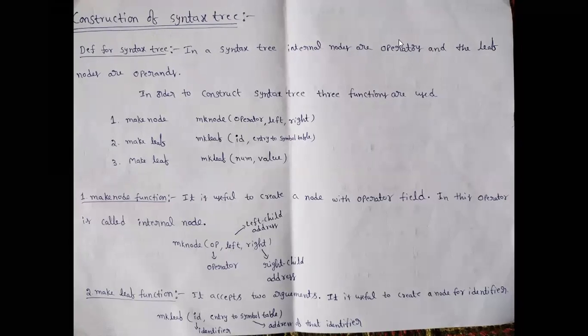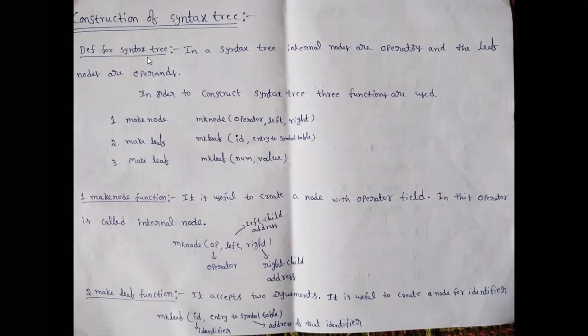Operators we take as internal nodes. Internal nodes means the nodes including the root node, the remaining nodes. A node that has children is called an internal node. A node from which there are no children is called a leaf node. Right. So in a syntax tree, internal nodes are operators and the leaf nodes are operands.